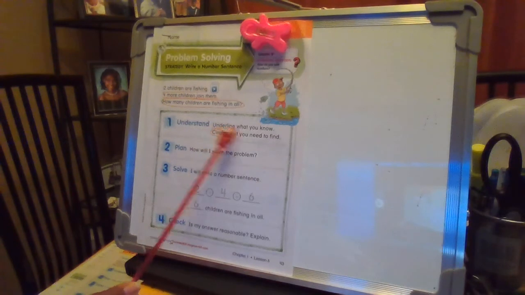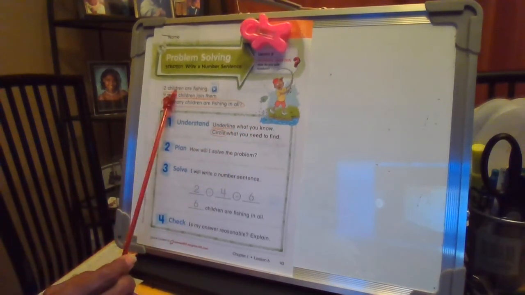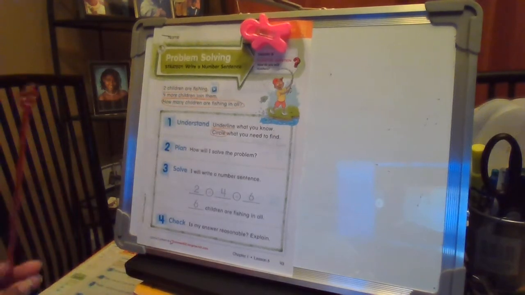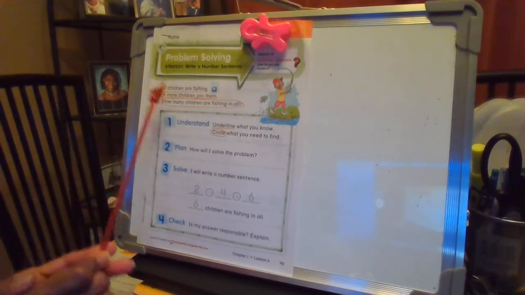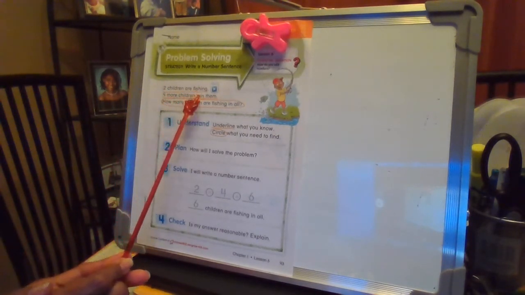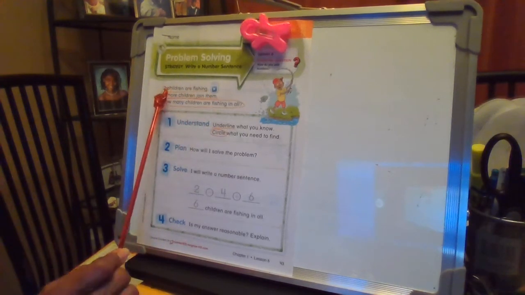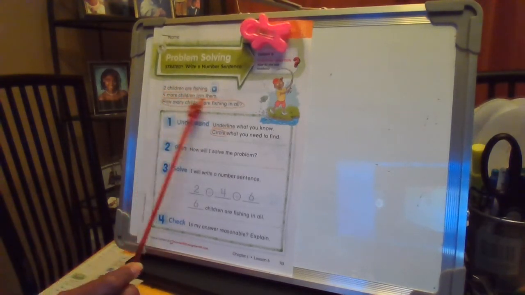So step 1, you underline what you know. So what do you know in this problem? That there are 2 children fishing. What else do you know about this problem? Well, it says 4 more children join them. So you underline both of those sentences.